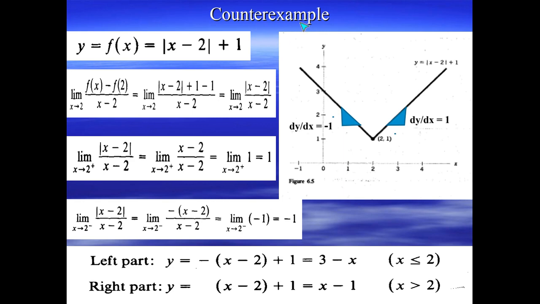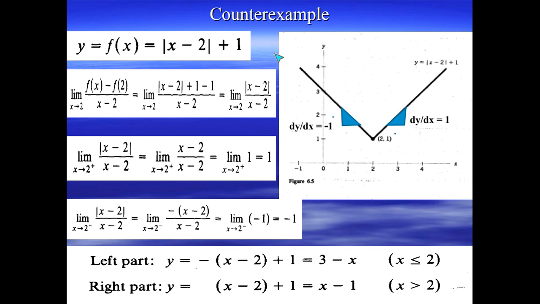A counterexample is an example showing that continuity does not imply differentiability. A function can be continuous at a point, but may not be differentiable at that point. So our example is this one. It's an absolute value function. y equals f of x equals the absolute value of x minus 2, plus 1.